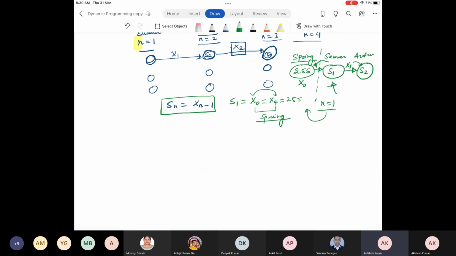So I can draw a table like this. This is not necessary, but this will help you visualize how things are.